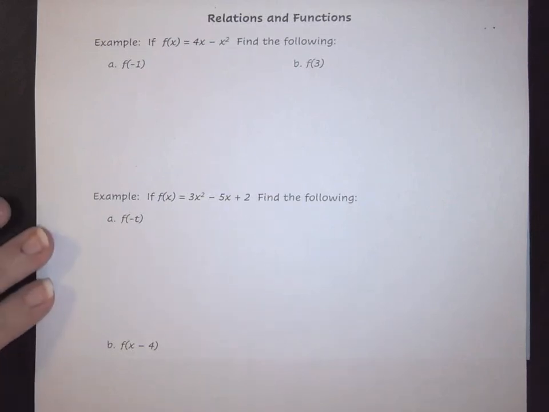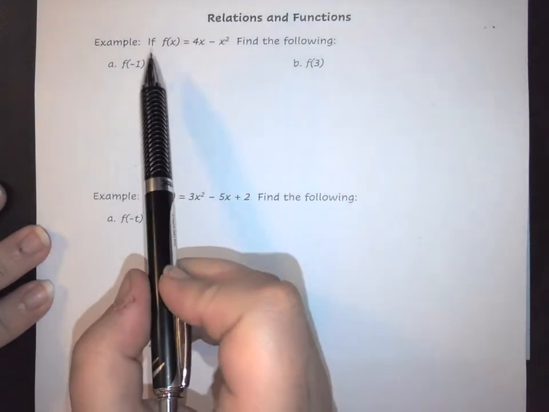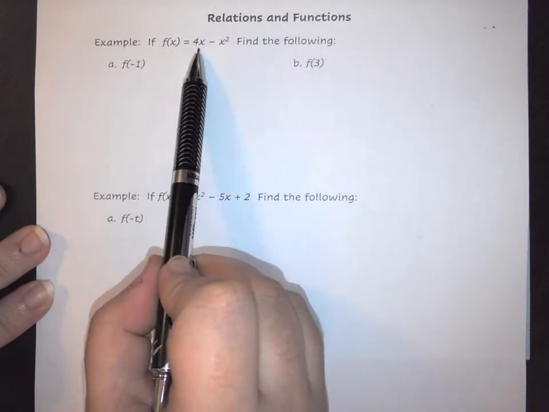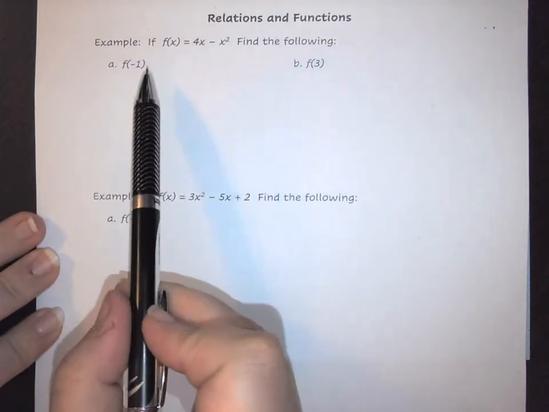In this video, we are going to look at a couple examples for introduction to finding relations and functions and what that means, how to solve and work with them. So here for this first example, if we're given the following function, where we say f of x is equal to 4x minus x squared, we need to find the following.